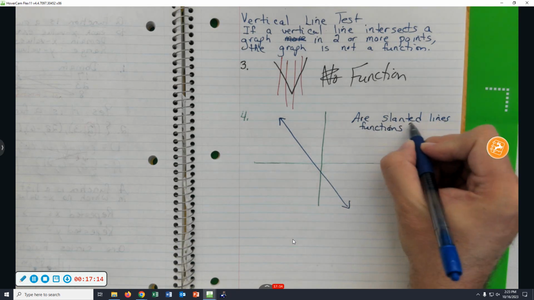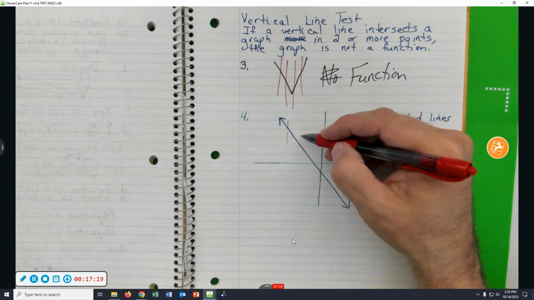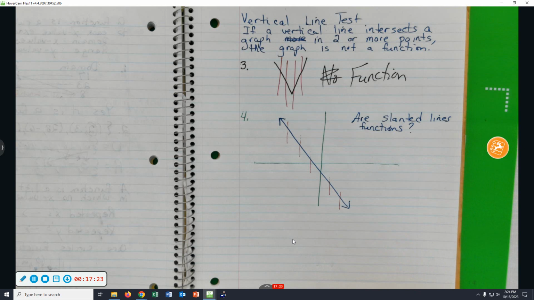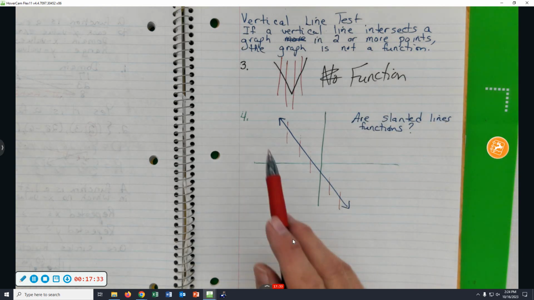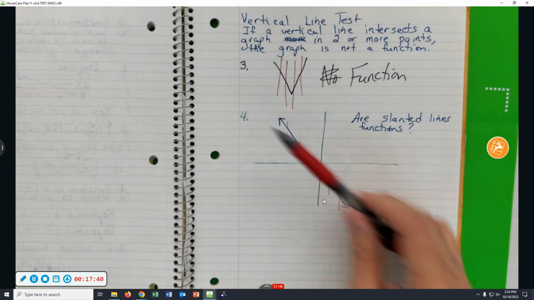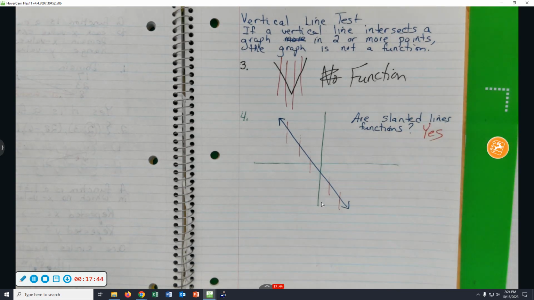Yes. Do y'all see why? With a slanted line, you can draw as many vertical lines as you want, but it'll never intersect it more than once. It only intersects once. I drew my slanted line to look like the one on problem 4, but this is true for any slanted line. Are slanted lines functions? Yes. Now, what about the domain and range also?